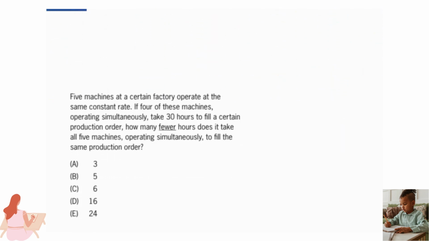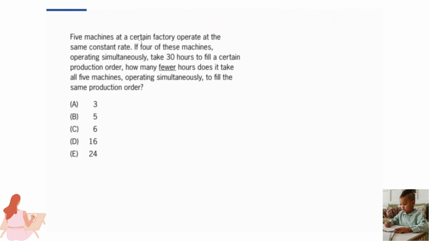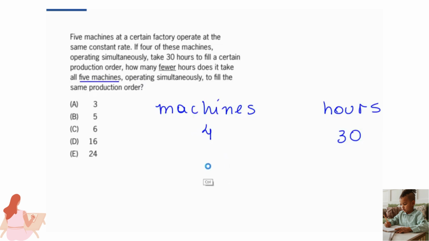Let's go to the second one. In this question, we have that 5 machines at a certain factory operate at the same constant rate. If 4 of these machines operating simultaneously take 30 hours to fill a certain product order, how many fewer hours does it take all 5 machines operating simultaneously to fill the same product order? Okay, this question deals with machines and the amount of hours that machines do a certain job. We know that 4 machines do the job in 30 hours. Great. And we have to find out the amount of hours that 5 machines do the same job at the same constant rate.